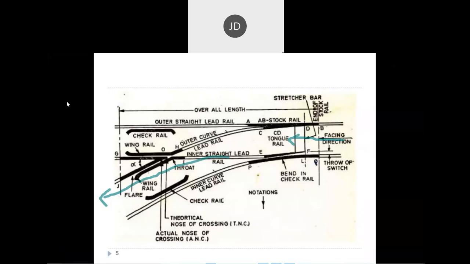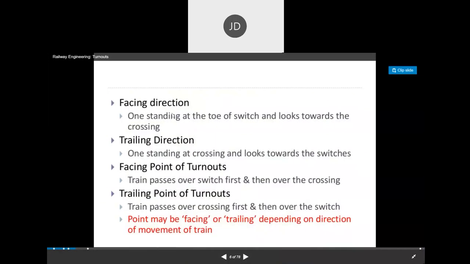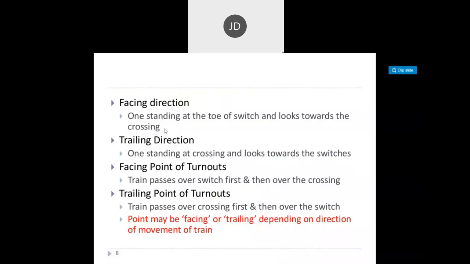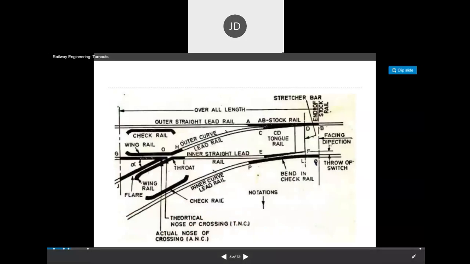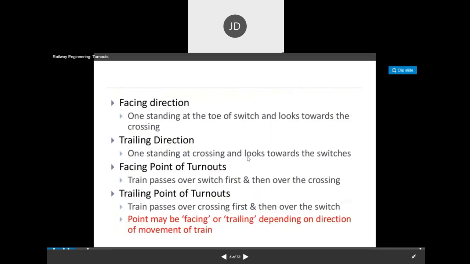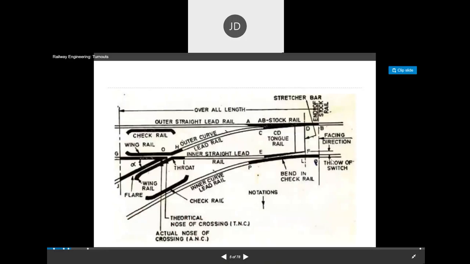I'll show you. So facing direction: one standing at the toe of the switches and looking towards the crossing, it will be your facing direction basically. If you stand here, nearby the switches, because switches are basically located nearby the point, and you look in this direction, it will be your facing direction. Trailing direction means what? One standing at the crossing and looking towards the switches. So if you look in the opposite direction, it will be a trailing direction.